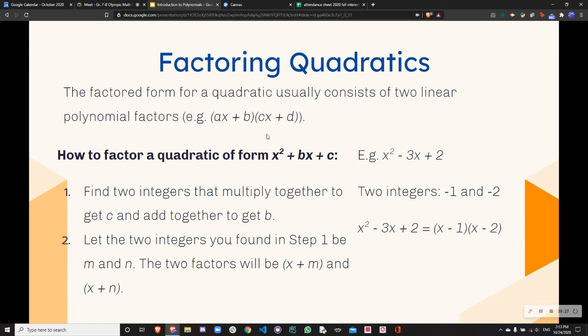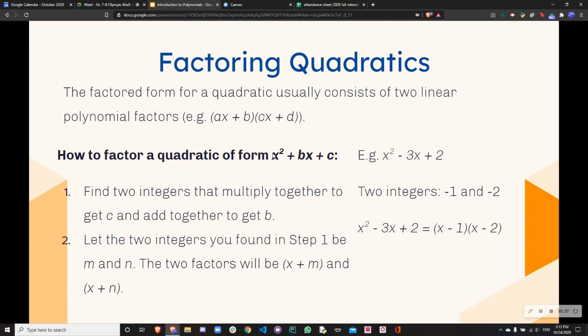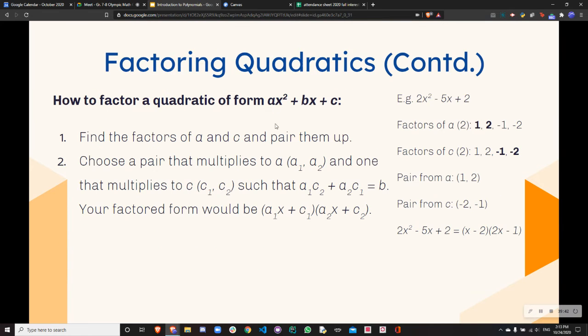Right. Now let's look at how to factor a quadratic with ax squared plus bx plus c. Here I want to mention that a is not equal to 1. In our previous case, we had a equal to 1, so we just had an x squared on its own. In this case, we're treating a as if it's not equal to 1. The steps are slightly more complex, but should be fairly straightforward as well.